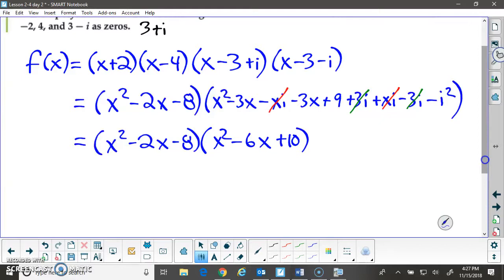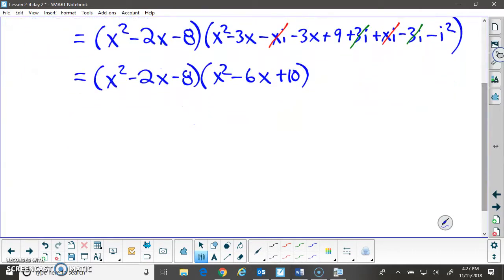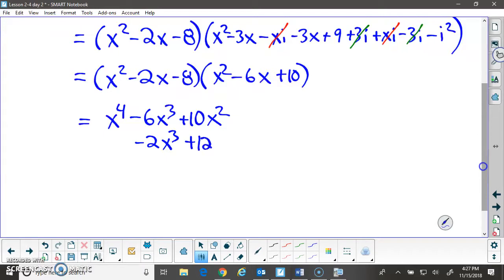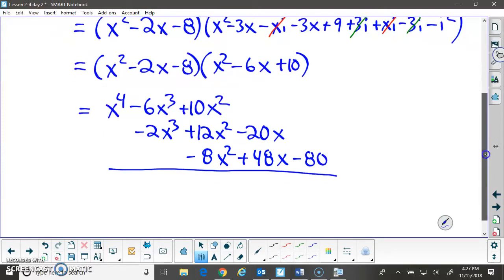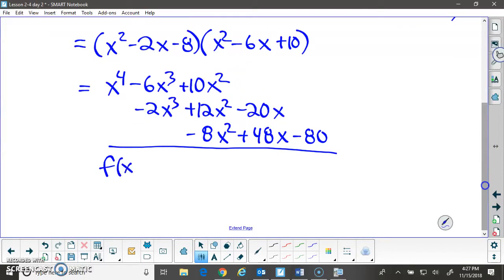And now I have to take these two trinomials, multiply them. Now I take the negative 2x times everything. Take the negative 8 times everything. Combine all your like terms. And that would give us a function in standard form that looks like this.